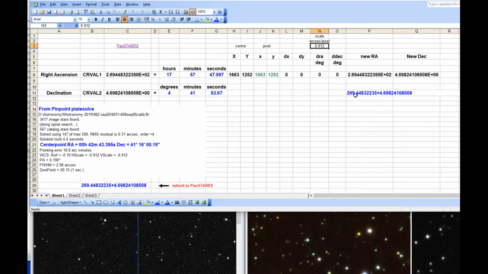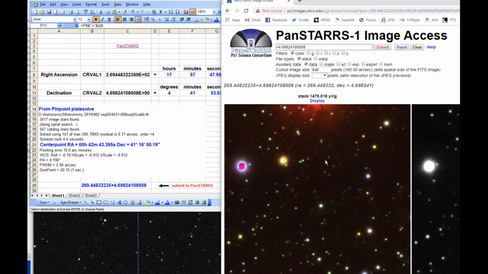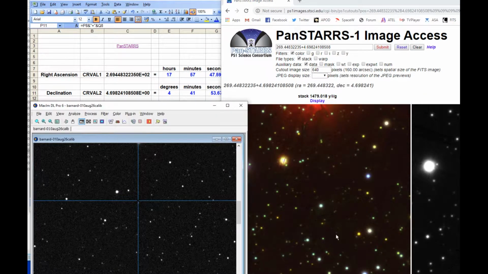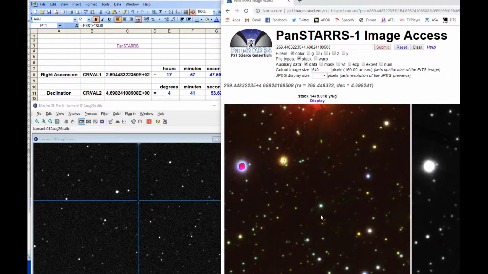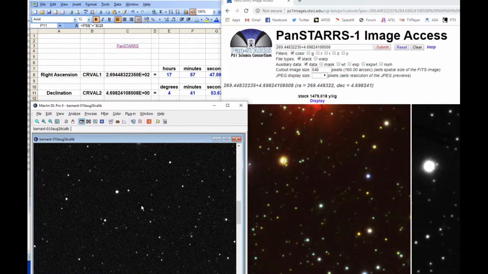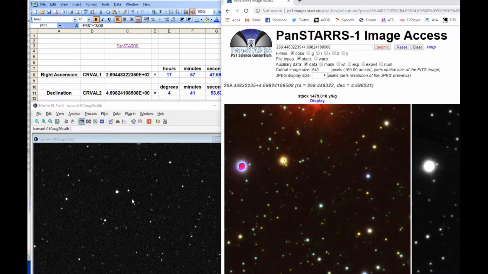Now what we do is we select that, copy it, pop it into PanSTARRS and say submit, and within a twinkling of an eye it comes up with this image here. Now it takes a little bit of time to realize that that star there is in fact this little one here. It's probably obscured by the crosshairs there, so if I turn the crosshairs off, okay, so that star is this one, and those two, 1, 2, are these big ones over here.